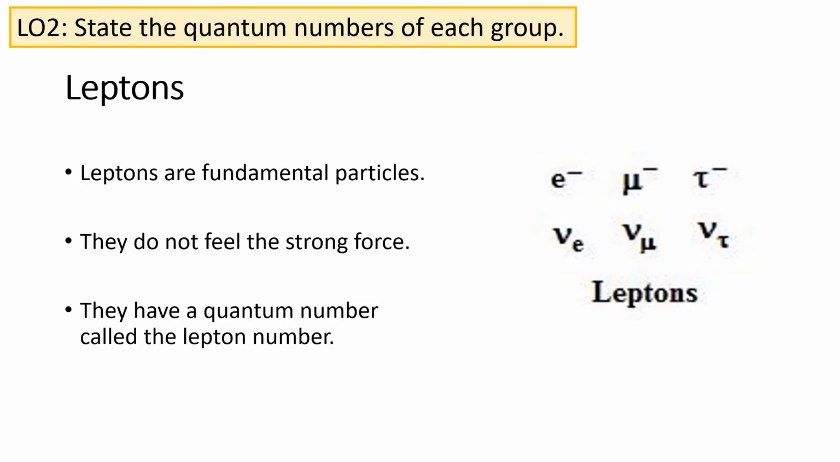Leptons are the other class of particle we should know about. Leptons are fundamental particles. That is, they're not made of anything smaller. Importantly, leptons do not feel the strong nuclear force. They also have their own quantum number called the lepton number.